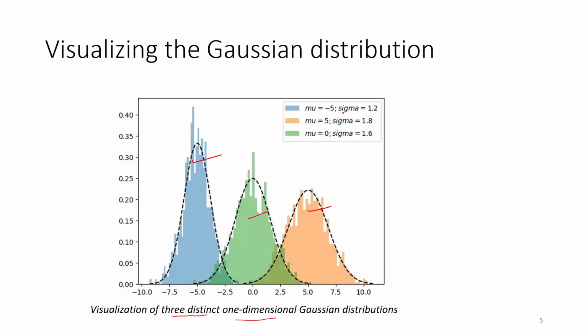The other observation we can see is the sigma. Sigma decides the width of the curve. For the blue curve shown here, the sigma value is 1.2, which is very narrow. For the curve in orange, the sigma is 1.8, so the values are spread across. For the curve in green, the sigma value is 1.6, that is, it is moderately spread.